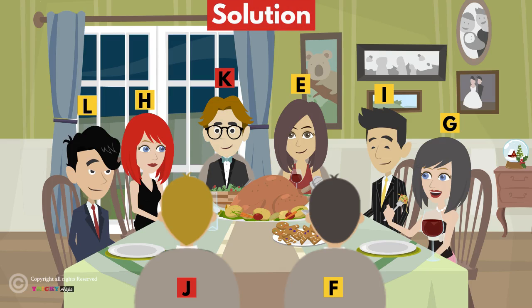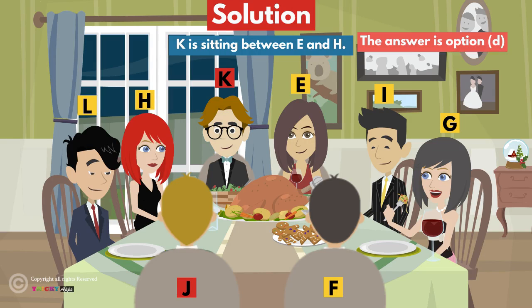Let us see the solution. From this arrangement it is clear that K is sitting between E and H. Hence the answer is option D.